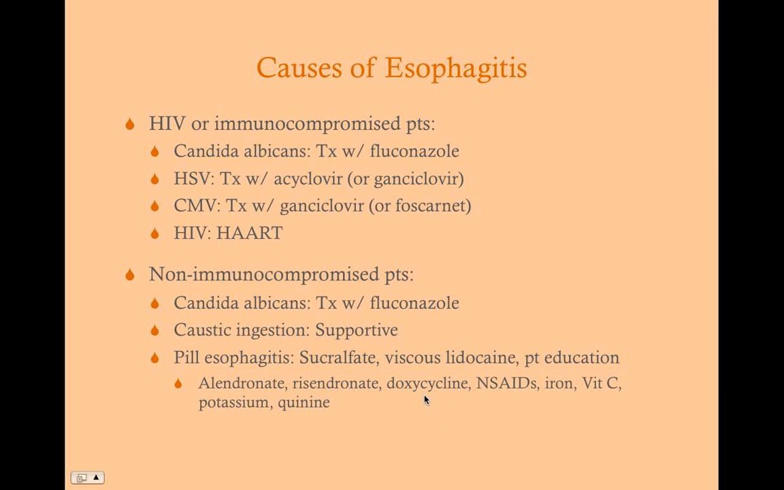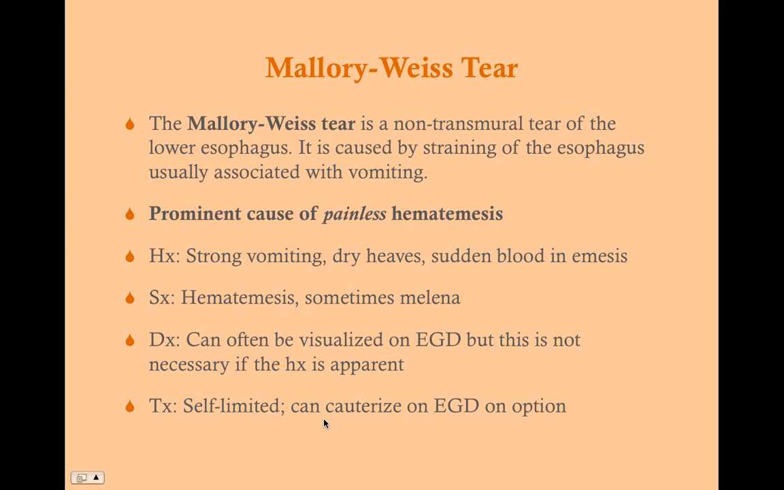Doxycycline is an antibiotic, and this is particularly prescribed to patients with acne. So a lot of vignettes will talk about 16, 17-year-olds that have esophagitis, and so that's something to think of because doxycycline is commonly prescribed to kids with acne. NSAIDs, iron, vitamin C, potassium, and quinine can also cause pill esophagitis.